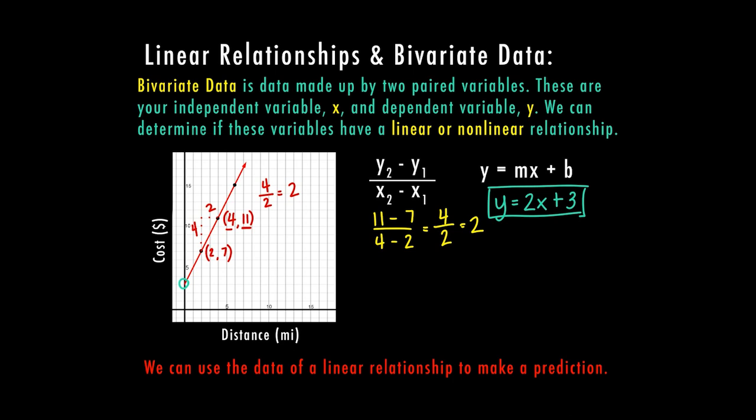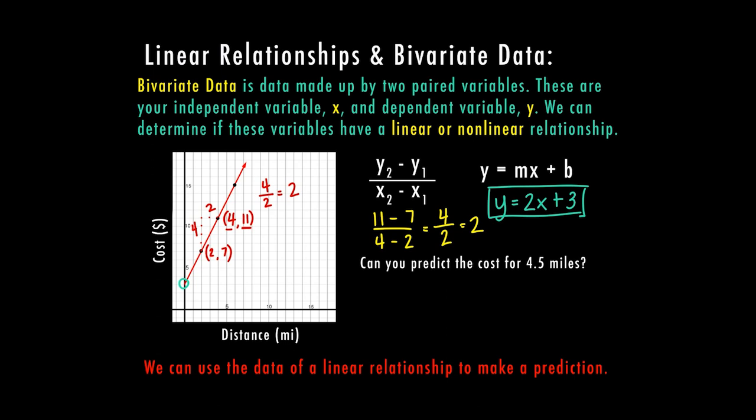One thing we can do with bivariate data, if it's a linear relationship, is make a prediction. We can use our formula, y equals 2x plus 3, or we can use the graph. Let's say I want to predict the cost for 4.5 miles. I know that 2 miles is $7. I know that 4 miles is $11. I want to figure out what 4.5 miles would cost.